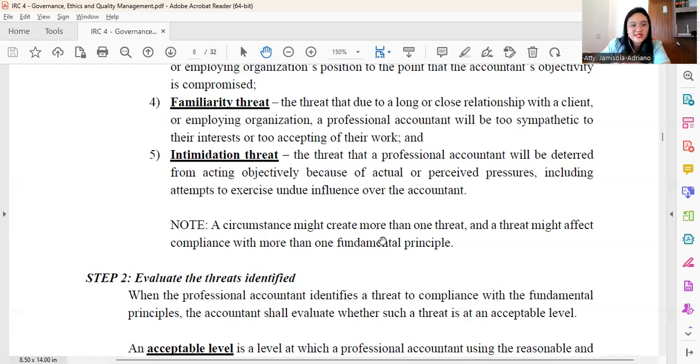So note that a circumstance might create more than one threat. The threat might affect compliance with more than one fundamental principle. So the ratio is not always 1:1. If there is a particular situation, it might create several threats. Then just one threat might affect compliance with several fundamental principles. So for example, if you have familiarity threat, it might affect your compliance with the fundamental principle on integrity and objectivity, and let's say professional behavior. Okay, so there could be several breaches because of just one threat.